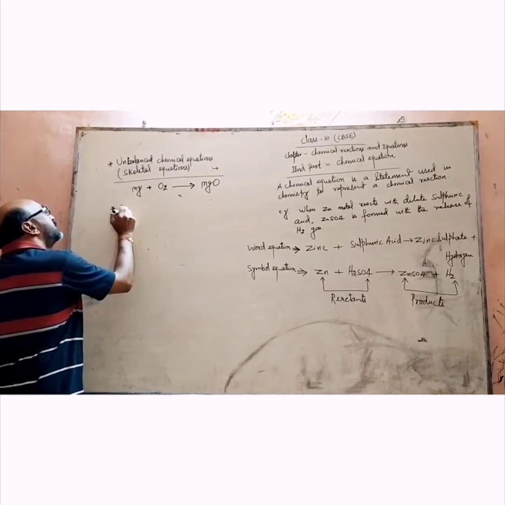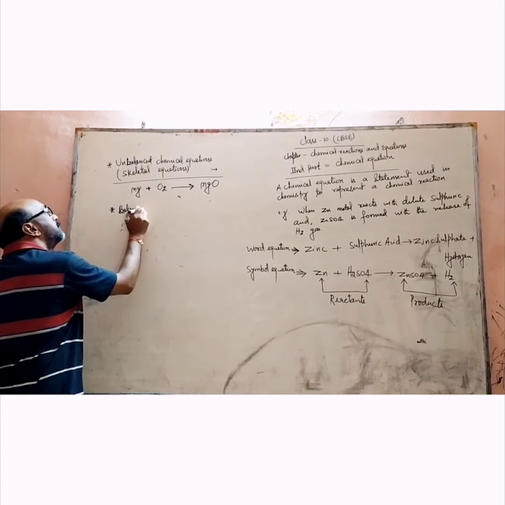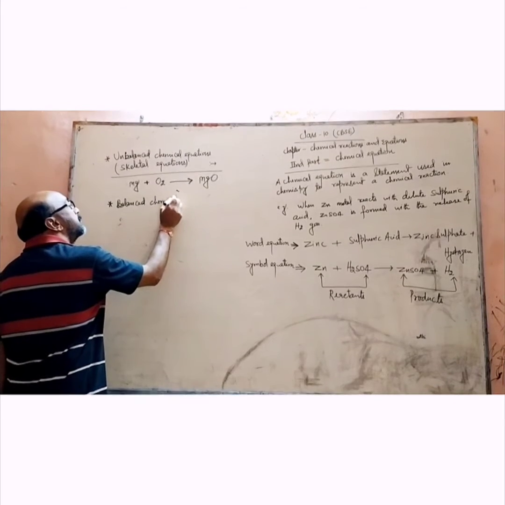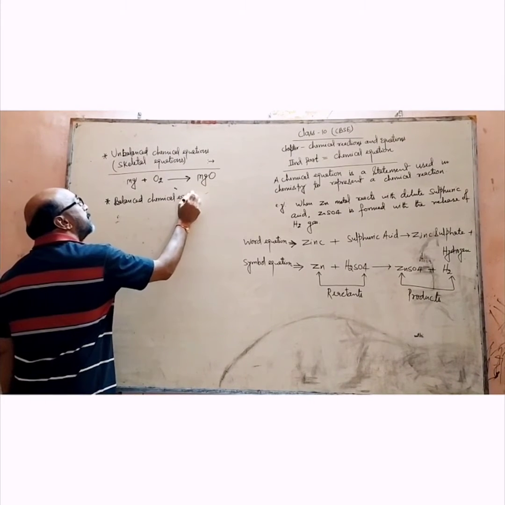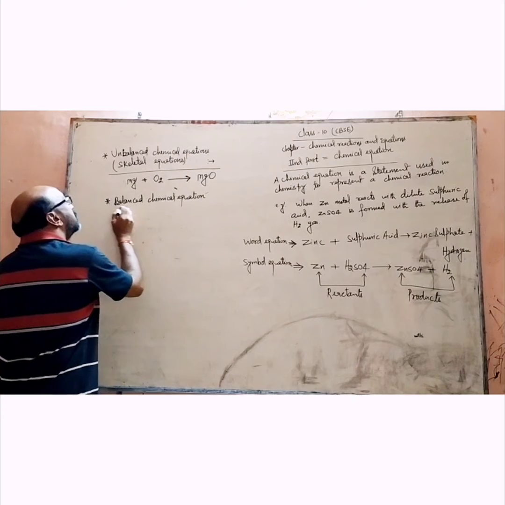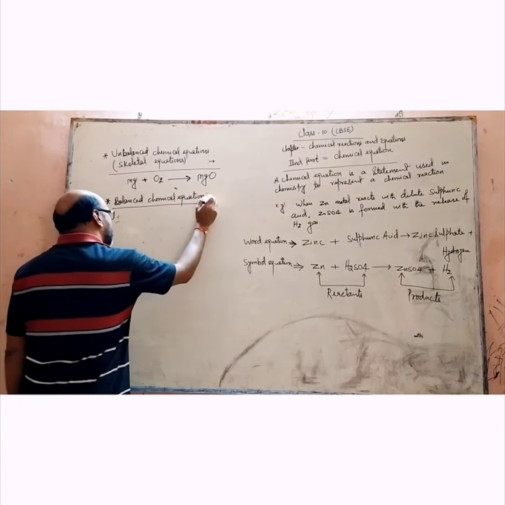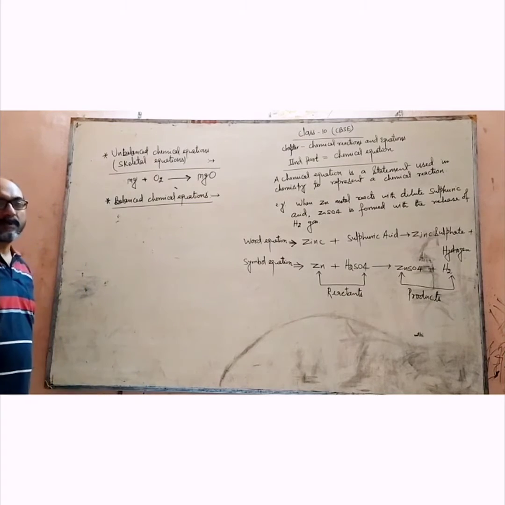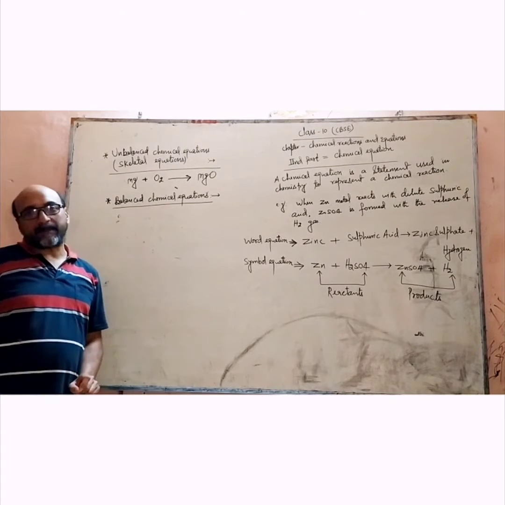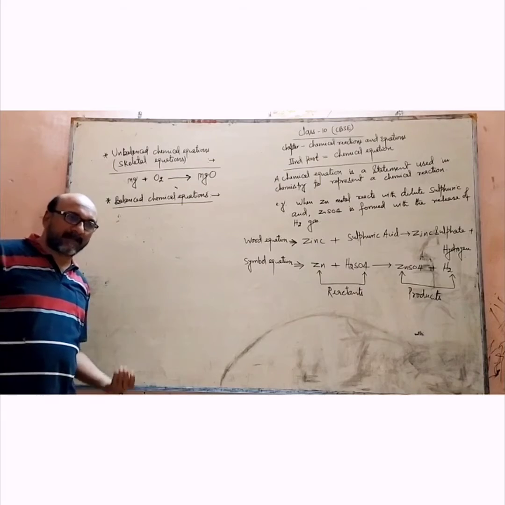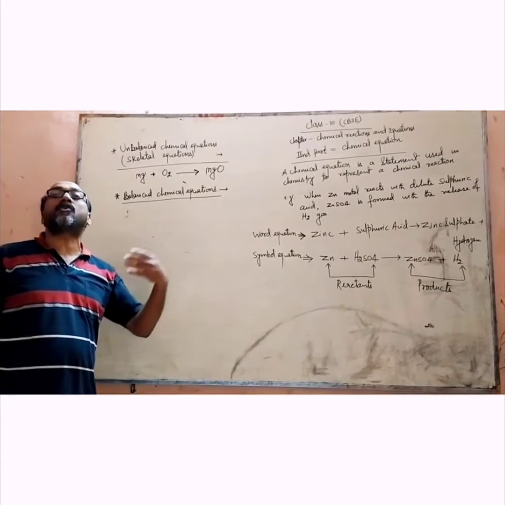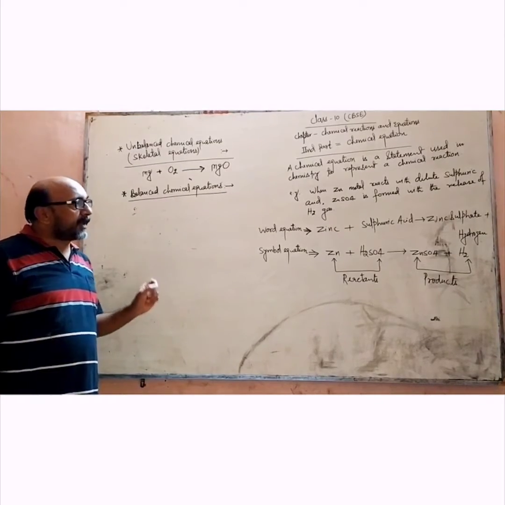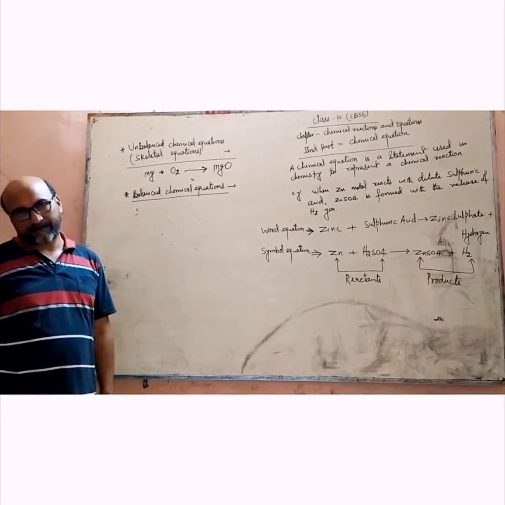The balanced chemical equation. Chemical equations are called balanced if the number of atoms of each element in the reactants is separately equal to the number of atoms in the products.